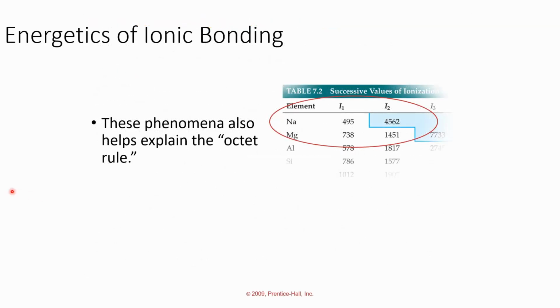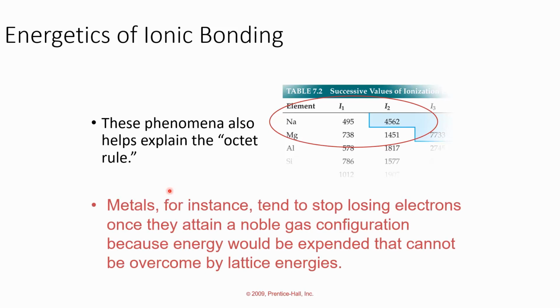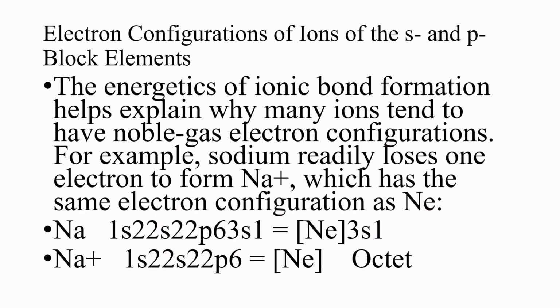Now, this phenomenon also helps explain the octet rule. Metals, for instance, tend to stop losing electrons once they attain a noble gas configuration, because energy would be expended that cannot be overcome by lattice energy. Now, electron configurations of ions of the s and p block elements.